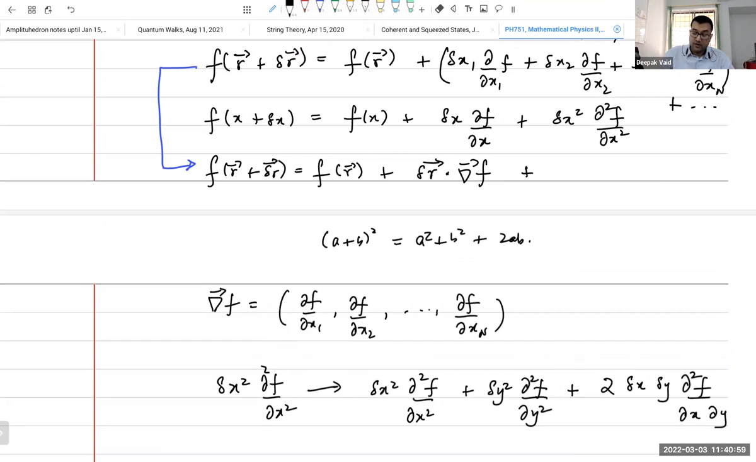So what is going to be the second order expression in this case? The second order expression is going to be of the following form. Let me write it down. Delta xi, delta xj, d2f by dxi dxj, and there is a sum over i, j.